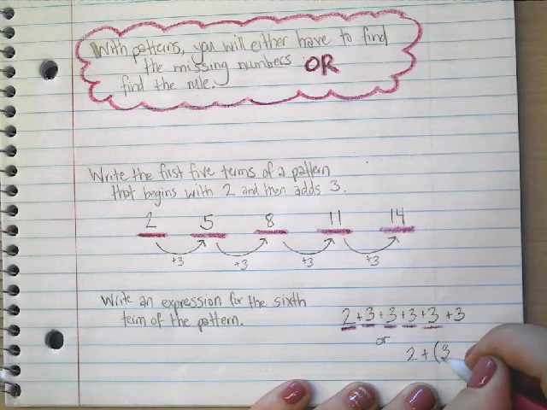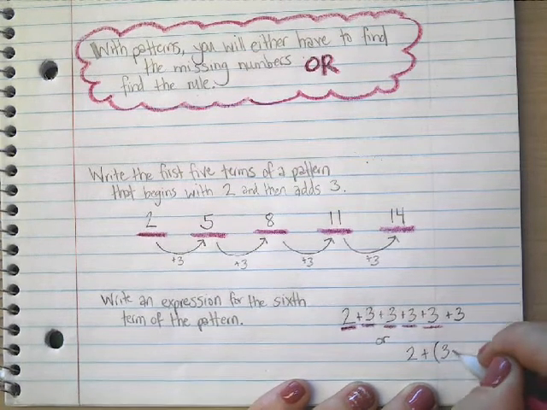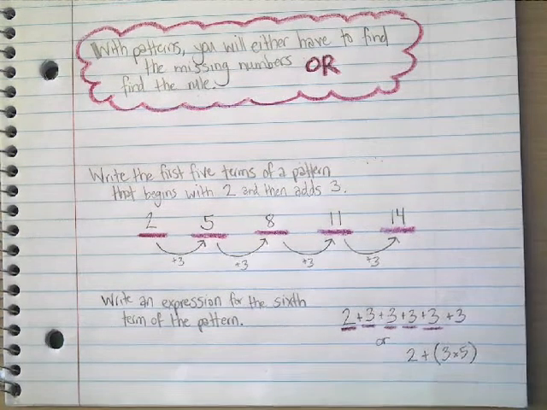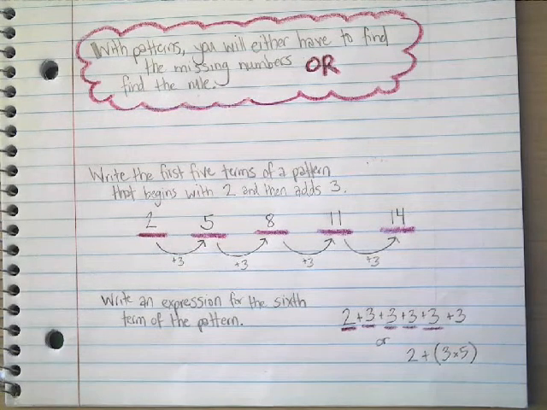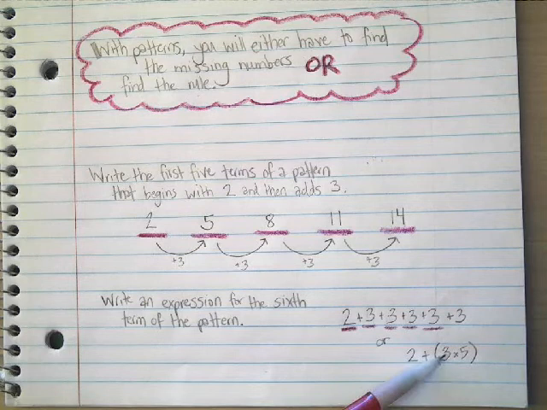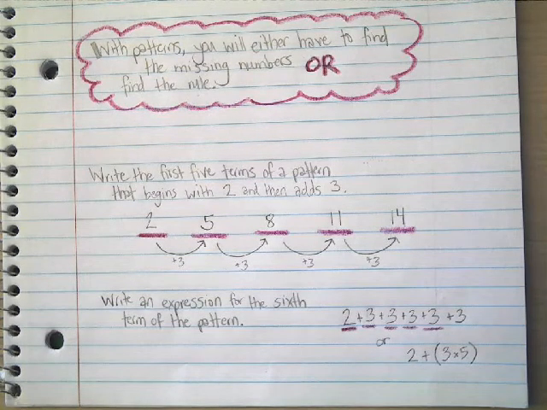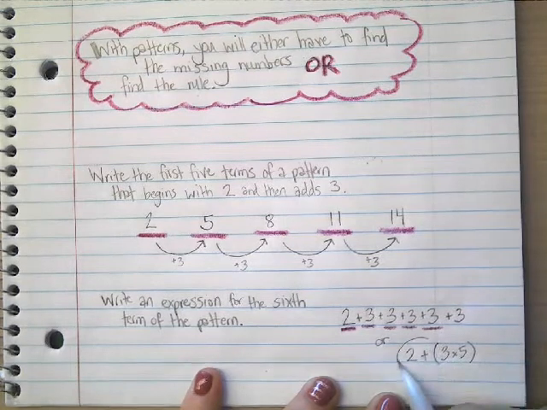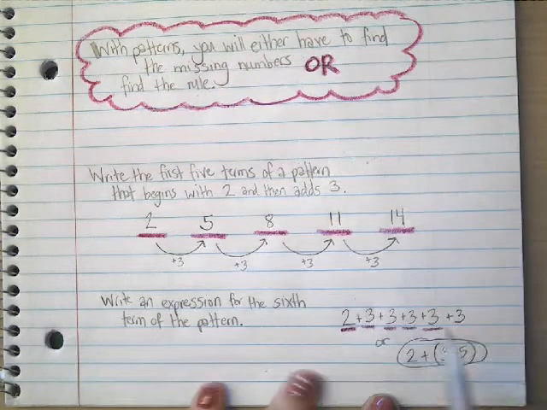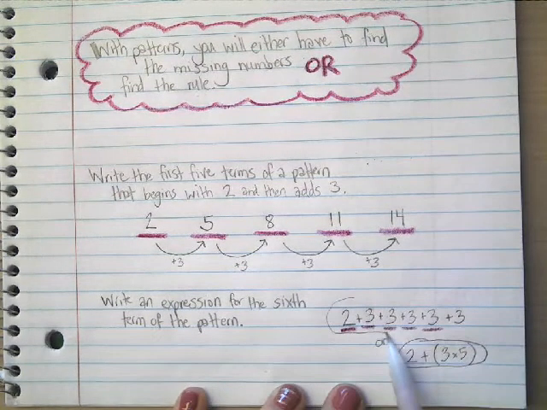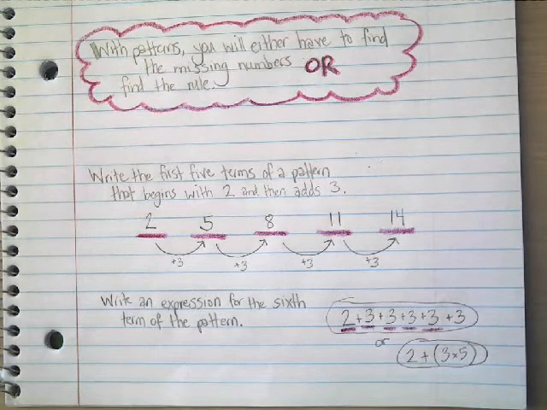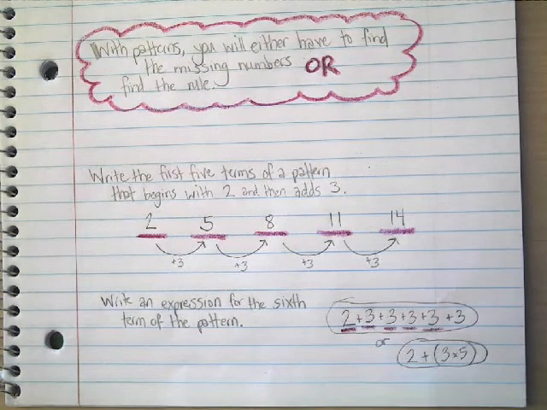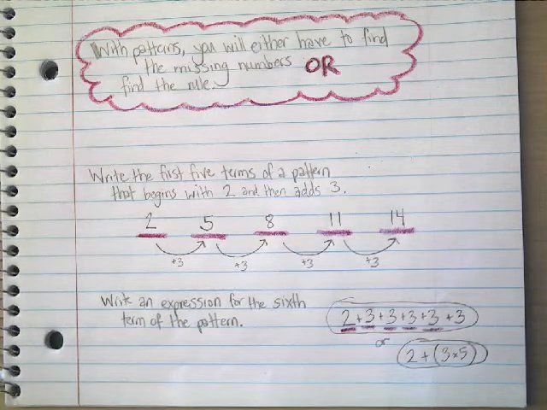So I could take the number 3, 5 times. Because isn't 3 plus 3 plus 3 plus 3 plus 3 the same as 3 times 5? Yeah, it's 15. So that's also another expression. Remember, we don't use an equal sign if we're doing expressions. So you can answer it as 2 plus 3 times 5. Or you can say 2 plus 3 plus 3 plus 3 plus 3.